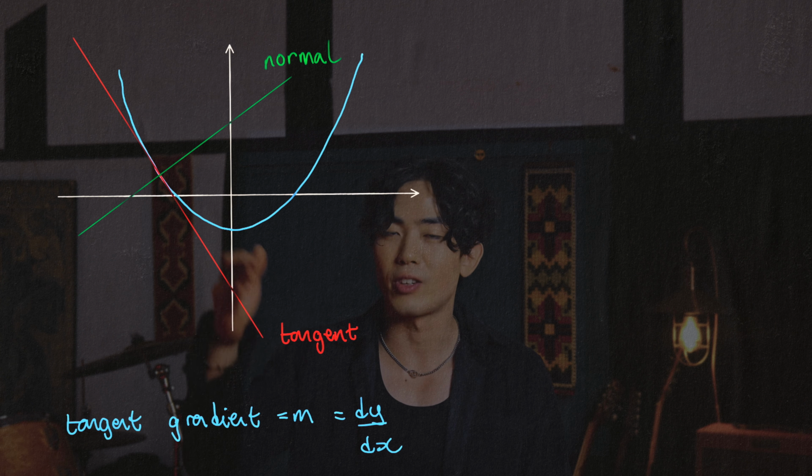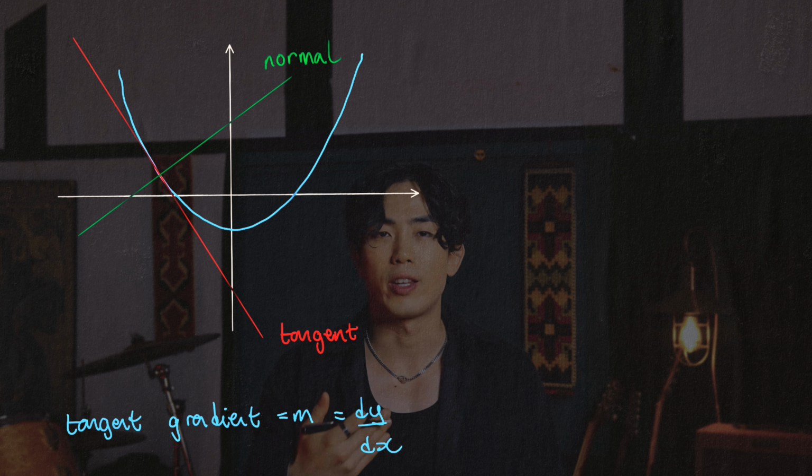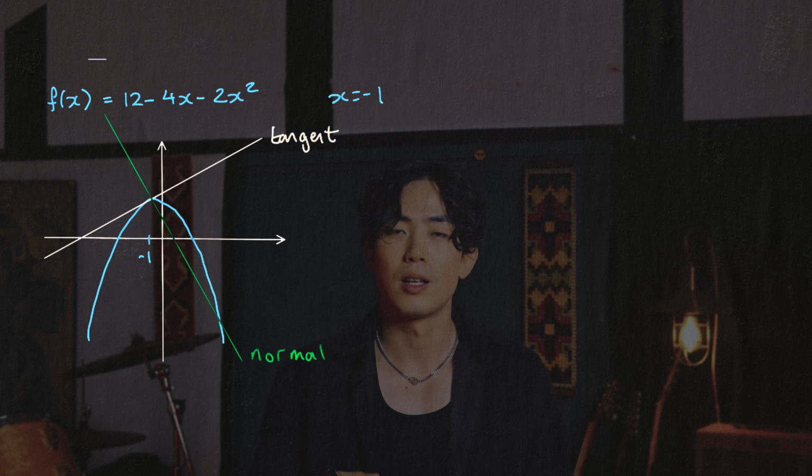We can also find the equation of the normal because, remember, the normal line is 90 degrees to the tangent line. So if I know the gradient of the tangent, then I can just find the negative reciprocal of that gradient and use that as the gradient of the normal. Let's look at an example.